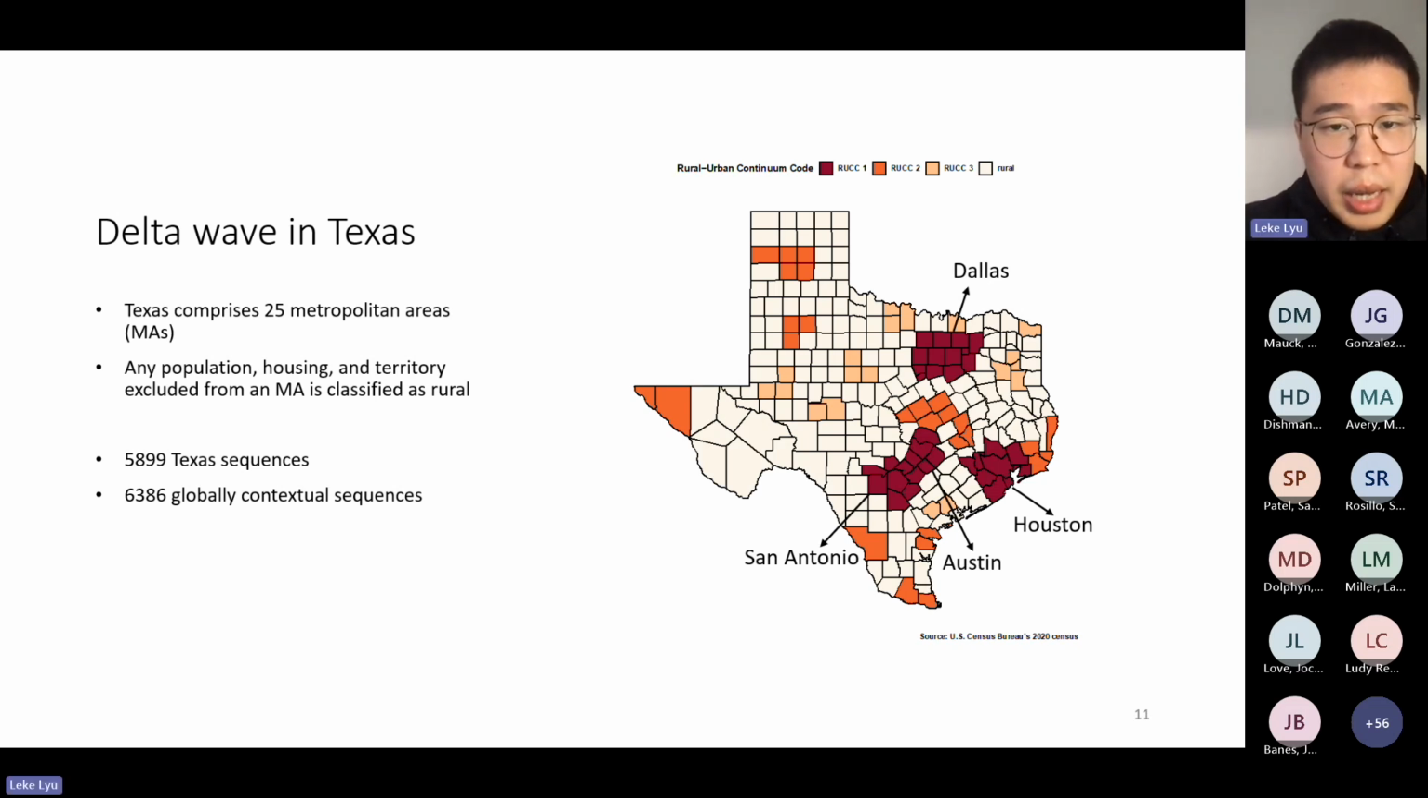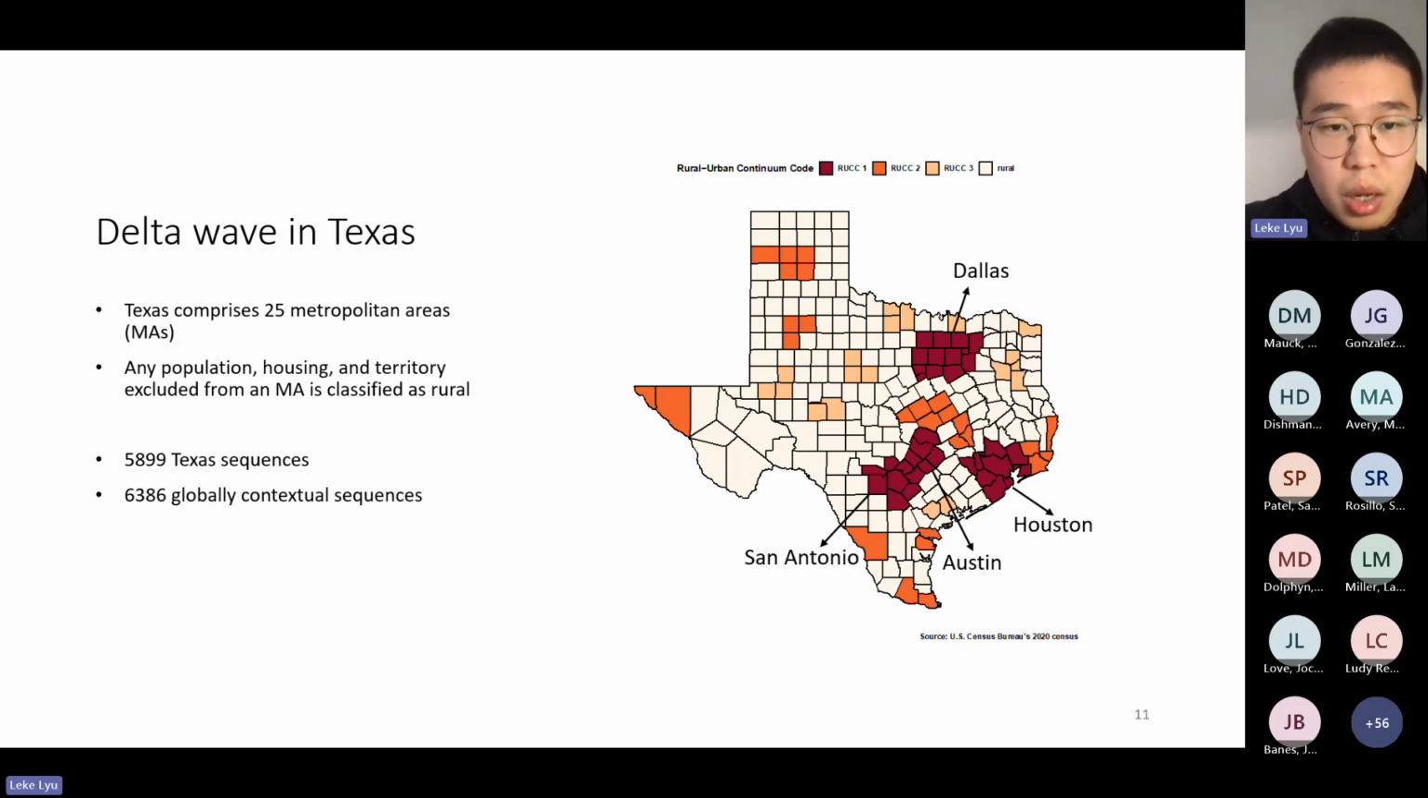So this is a map of Texas. Counties are colored based on their RUCC code. The RUCC code is a classification of metro areas. Texas has 25 metro areas, but of course these metro areas have different population sizes.